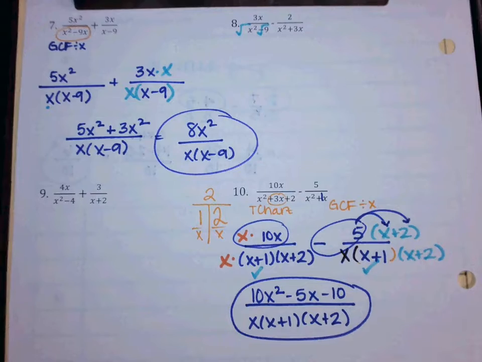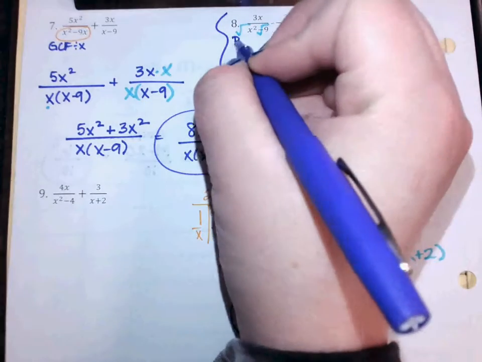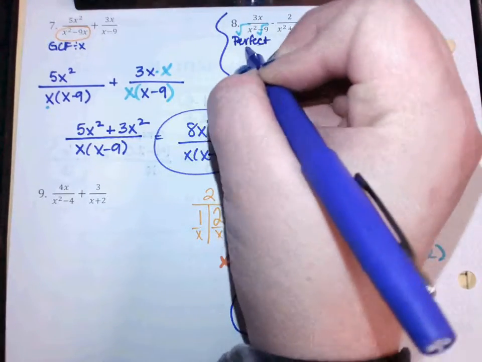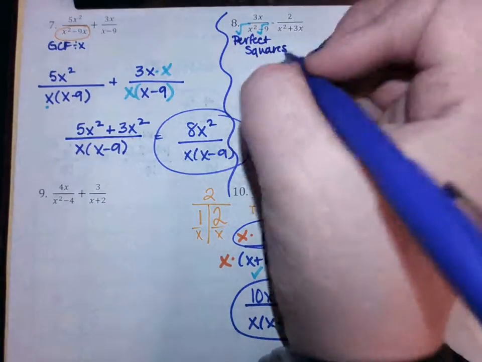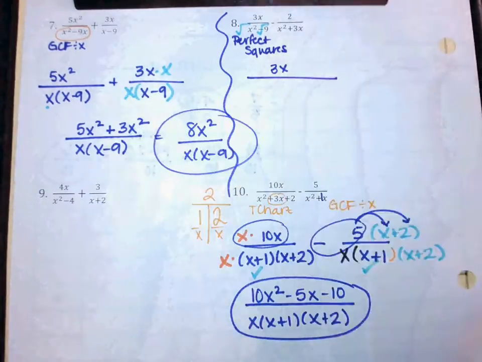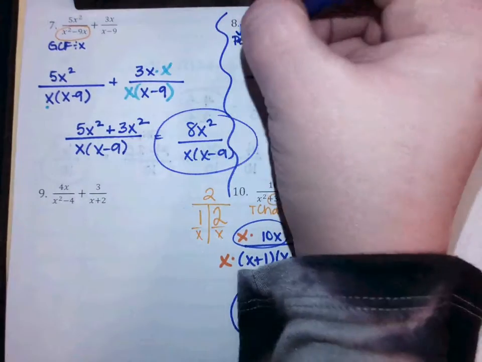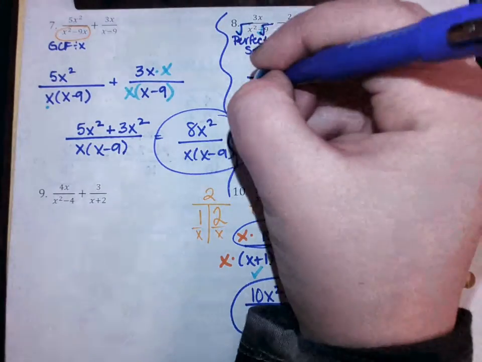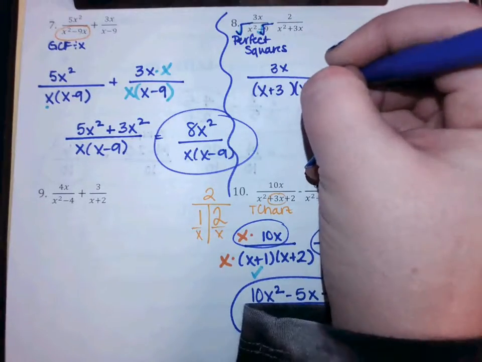Okay, you want to do number 8 together? Last one? Okay, look at the bottom. How can we split that up? We already kind of said it. That one's going to be perfect squares. So I'm going to break that up. 3x over. And remember, perfect squares is a shortcut. When I square root x squared, I get x. I square root 9, I get plus or minus 3. So it's x and x, one with a plus 3, one with a minus 3.